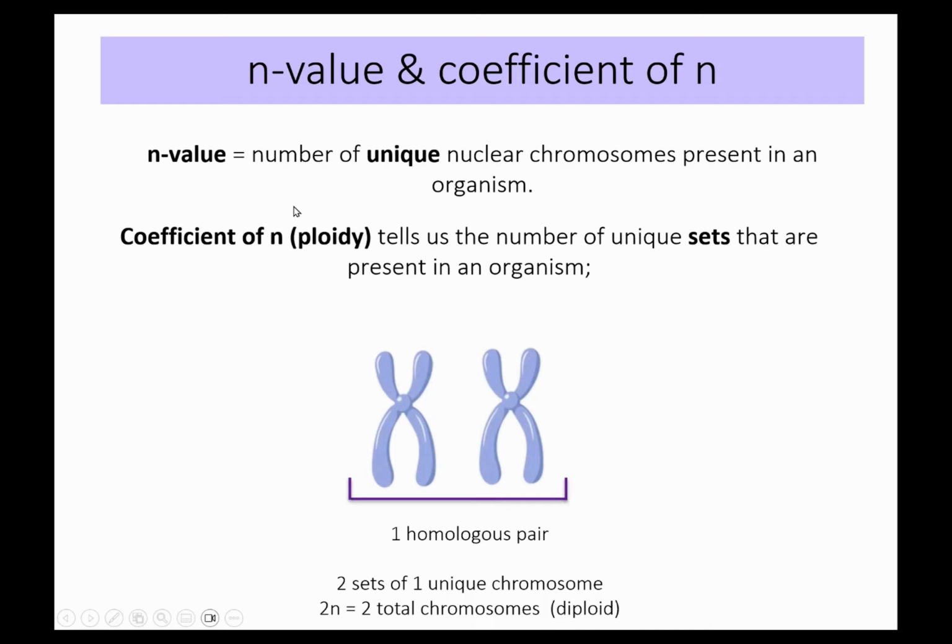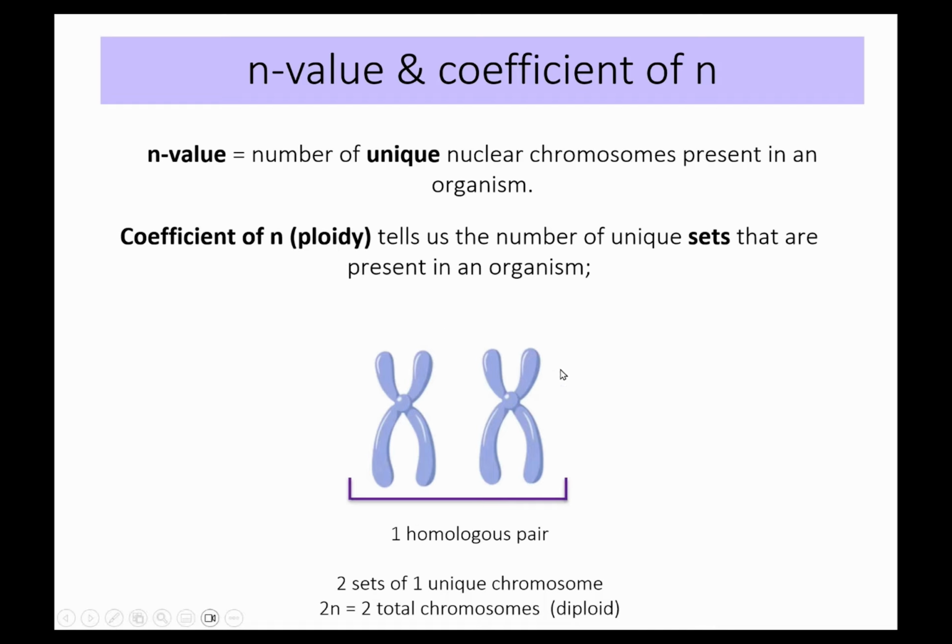Coefficient of N, that is your ploidy, the number that comes beside the N, that's the ploidy. That tells us the number of unique sets that we have. So we have 2 sets, our ploidy is 2. Those that have 3 sets, the ploidy is 3, 4, 5, 6. There are plants with 6, 7, 8 ploidy, right?